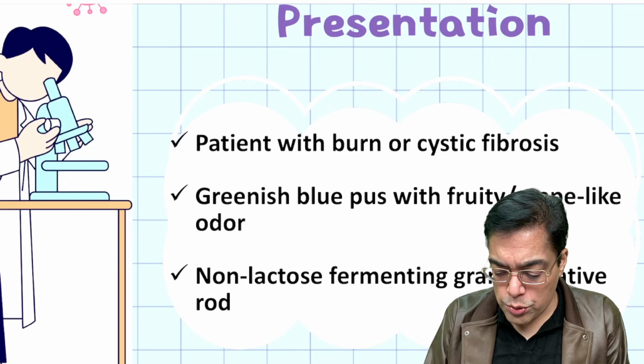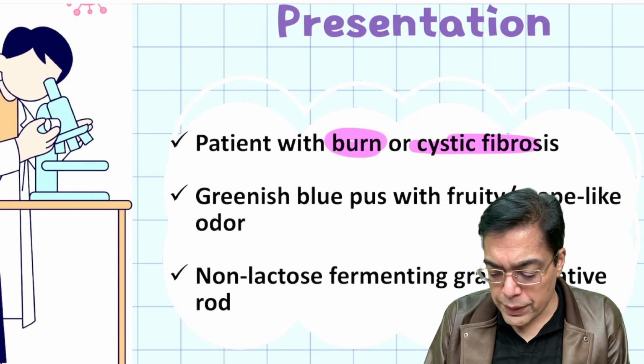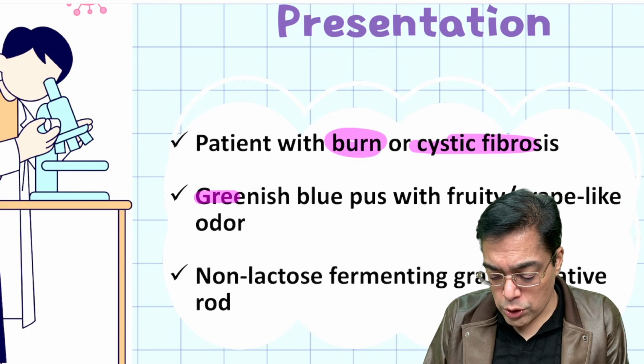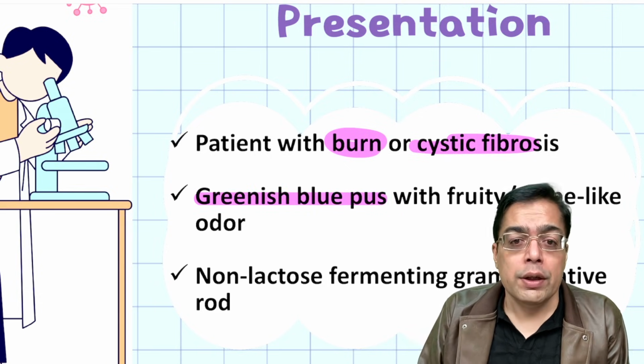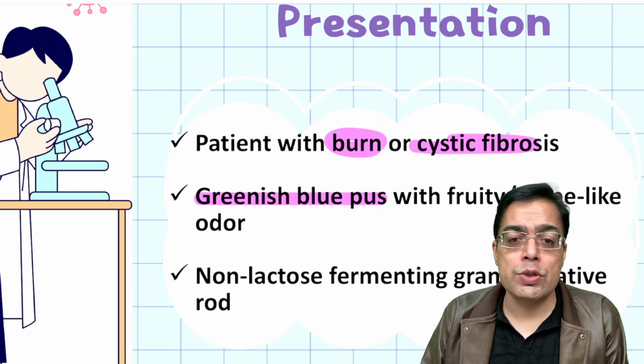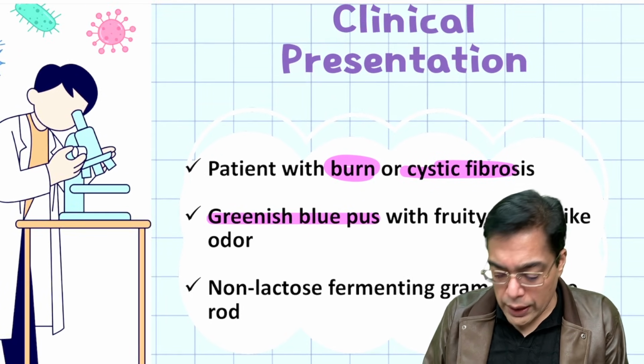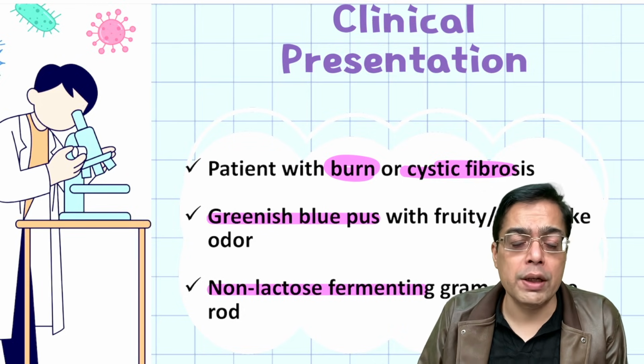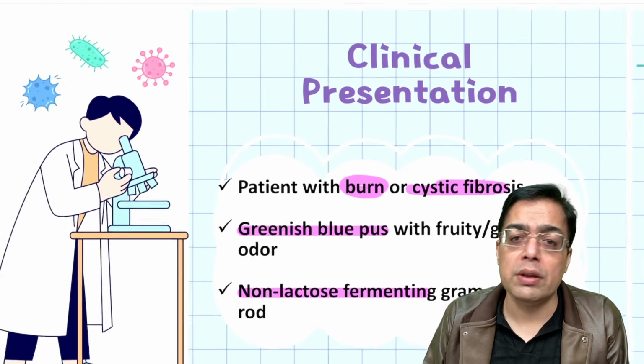It can be a patient who's going to be having some kind of a burn injury, or a patient suffering from cystic fibrosis, and the patient is going to be having the formation of a greenish blue color pus. Usually this is going to be associated with a fruity smell in the patient, and the question may make a mention of the fact that it is an NLF, that means a non-lactose fermenting gram-negative rod, which is going to be causing the trouble over here.